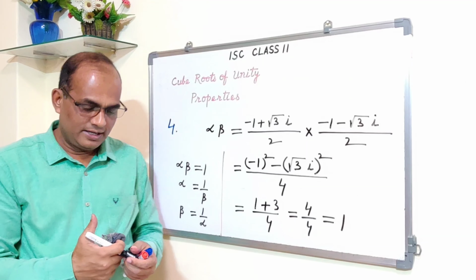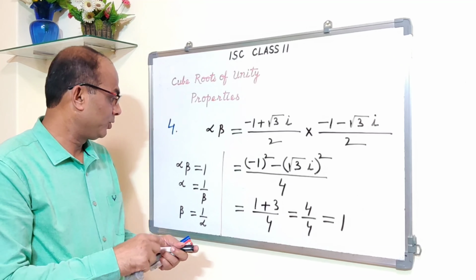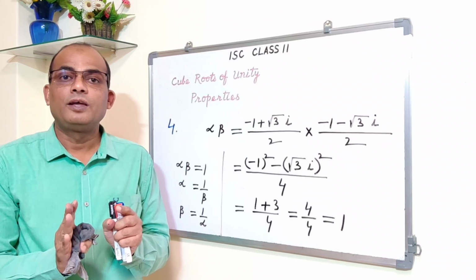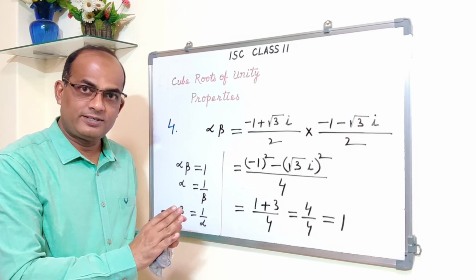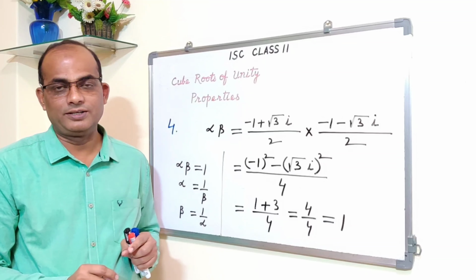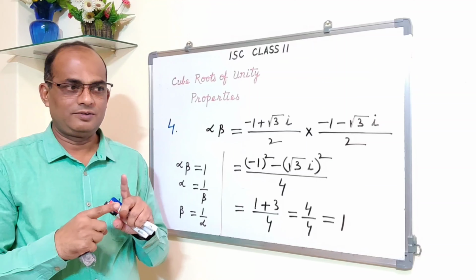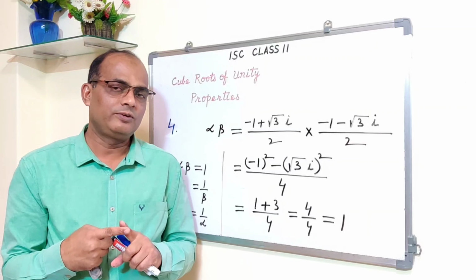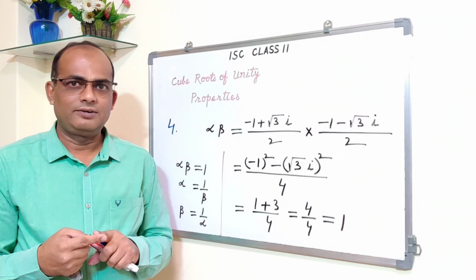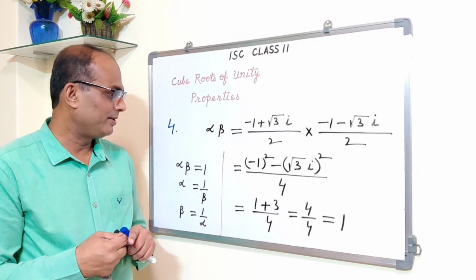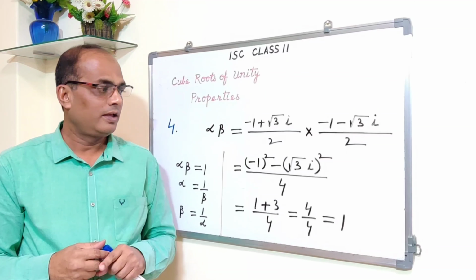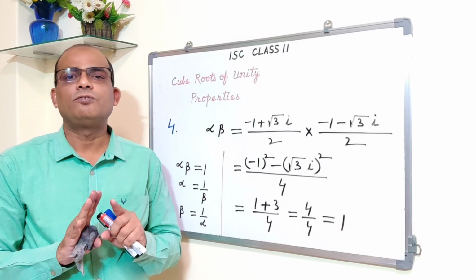Alright? So I hope all these 4 properties are very, very clear. Even now you know how to prove it. Alright? And the results are very, very important. That 1 plus omega plus omega square is equal to 0, and then omega cube is equal to 1, like that. Okay, so these 4 properties, once again you do practice, try to do on your own. I hope everything is very, very clear.